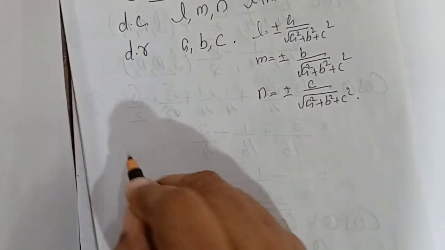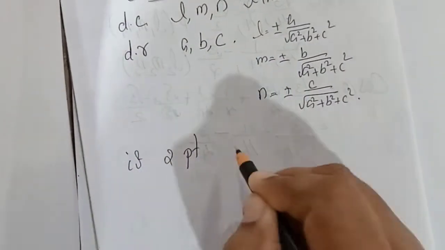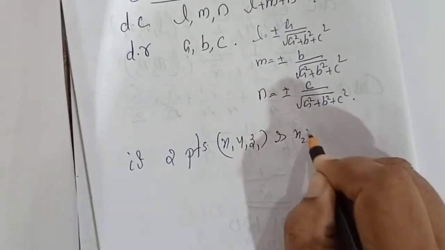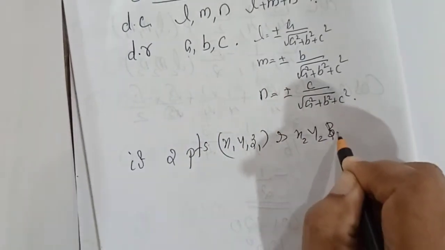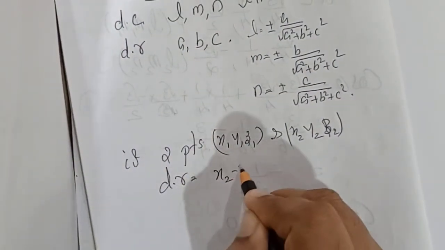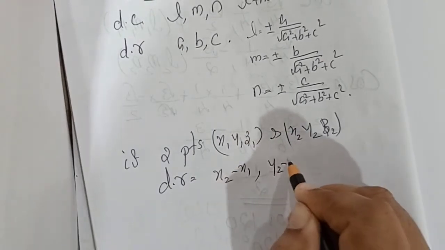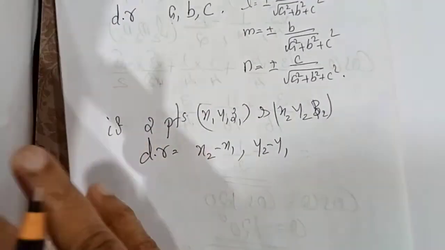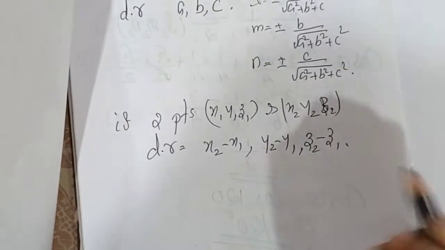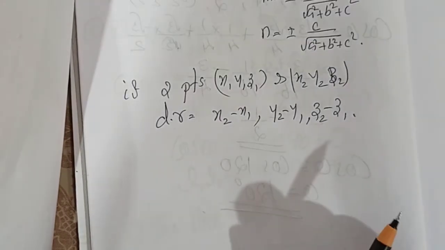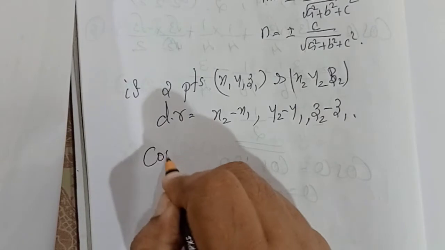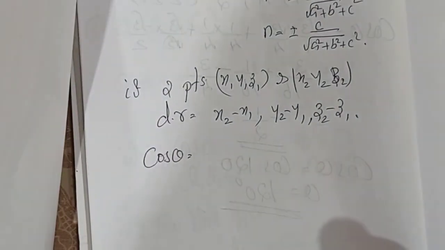Then, if two points x1, y1, z1 and x2, y2, z2 are given, then the direction ratios are x2 minus x1, y2 minus y1 and z2 minus z1. Understand? Then the third point is, if the direction cosines are given, then you can find the angle between two lines.